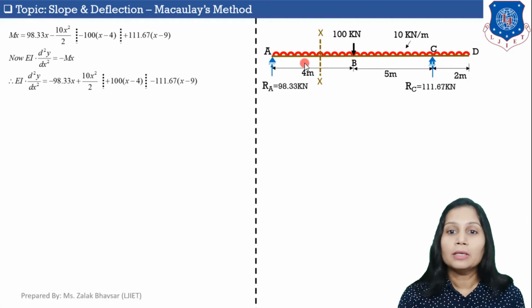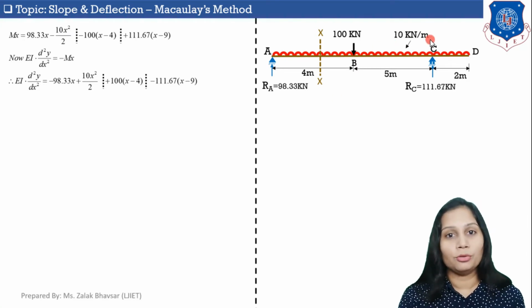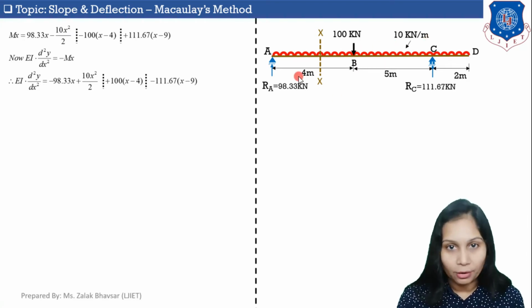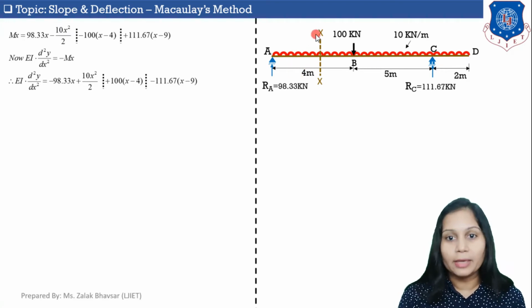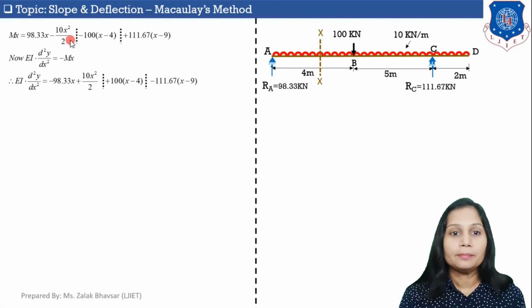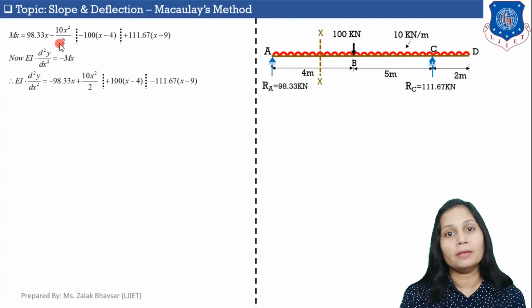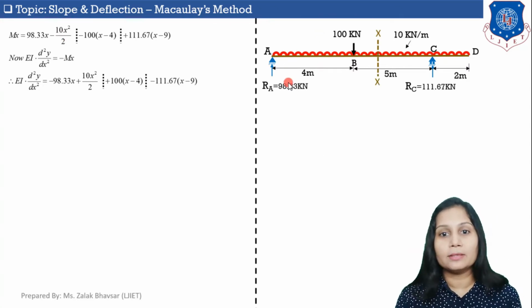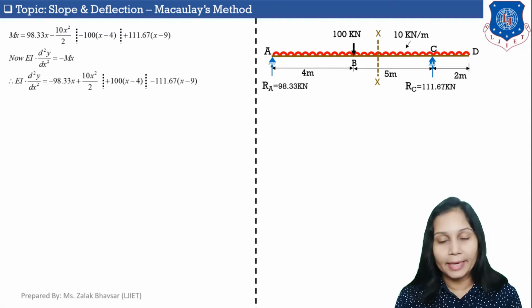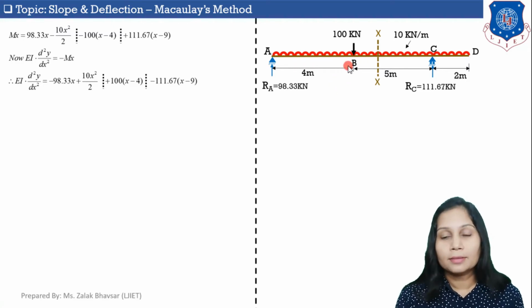Okay, now this UDL 10 kilonewton per meter is acting in a downward direction and it will generate anti-clockwise moment about this section line XX. So I am putting minus sign over here, and moment of this UDL about this section line XX will be 10x square by 2.